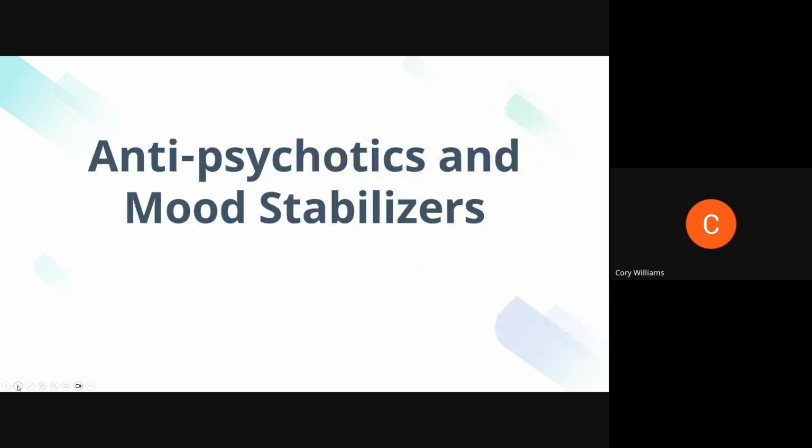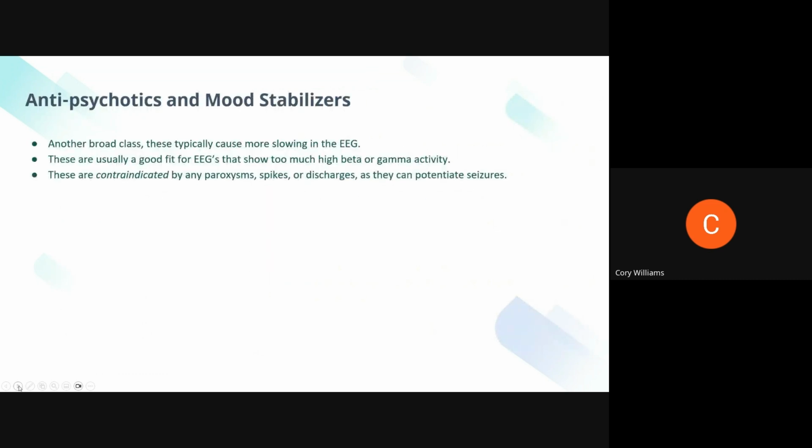Then we get into antipsychotics and mood stabilizers. And with these, again, this is a pretty broad class of medication. They typically cause a lot of slowing in the EEG. Usually, they're a good fit for EEGs that show too much high beta or gamma activity. So really, really fast brains, we want to give them the atypical antipsychotics.